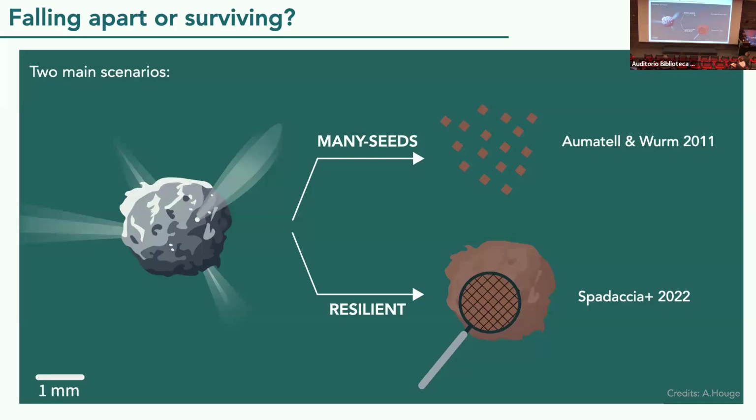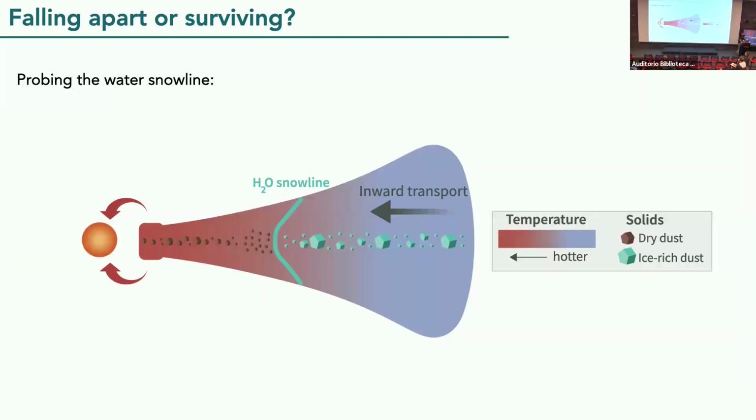So we have 2 lab experiments, 2 opposite results. One I will call the many seeds, everything falls apart. One I will call the resilience, the surviving model, supported by this new experiment, basically saying that on microphysics scale, somehow monomers can rearrange and the aggregate is saved. So how can we solve this sublimation mystery?